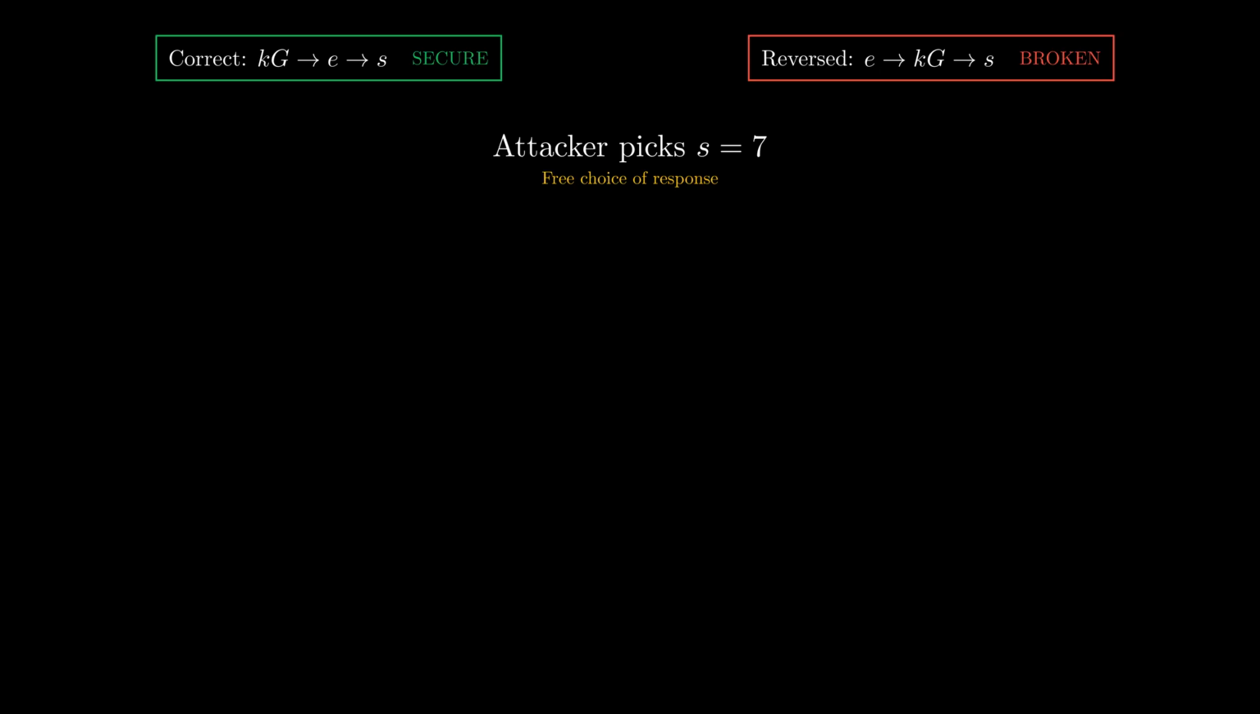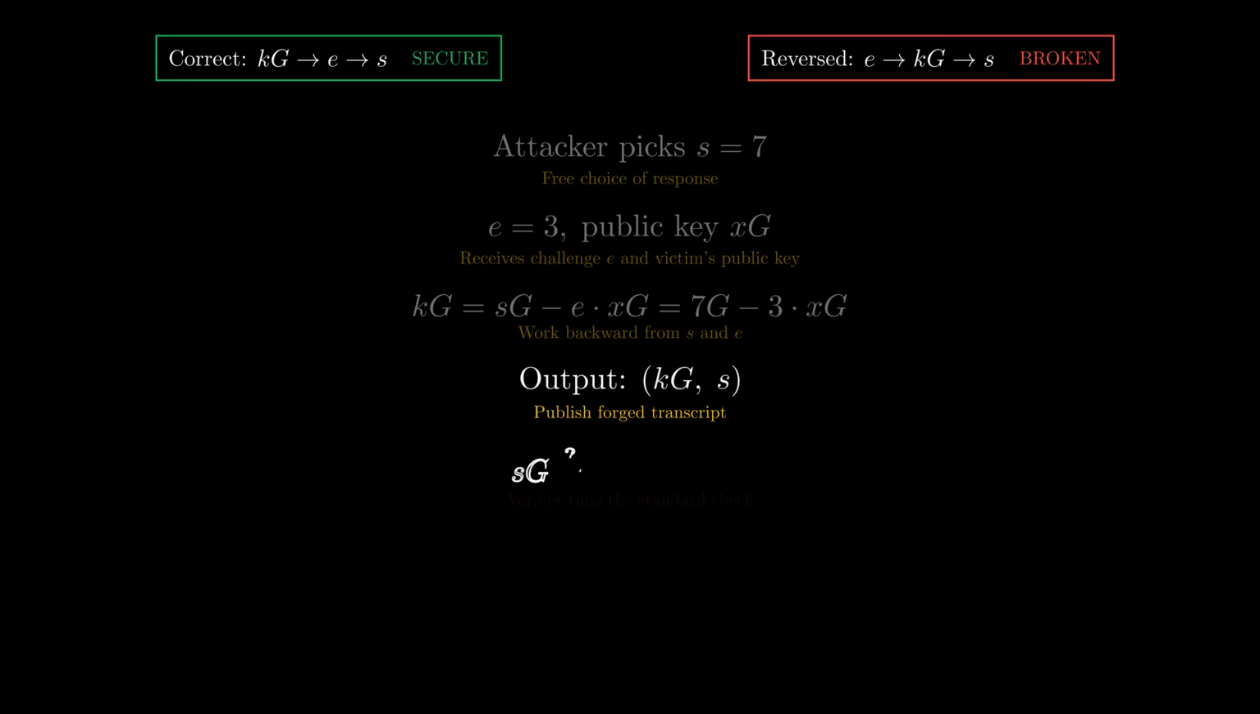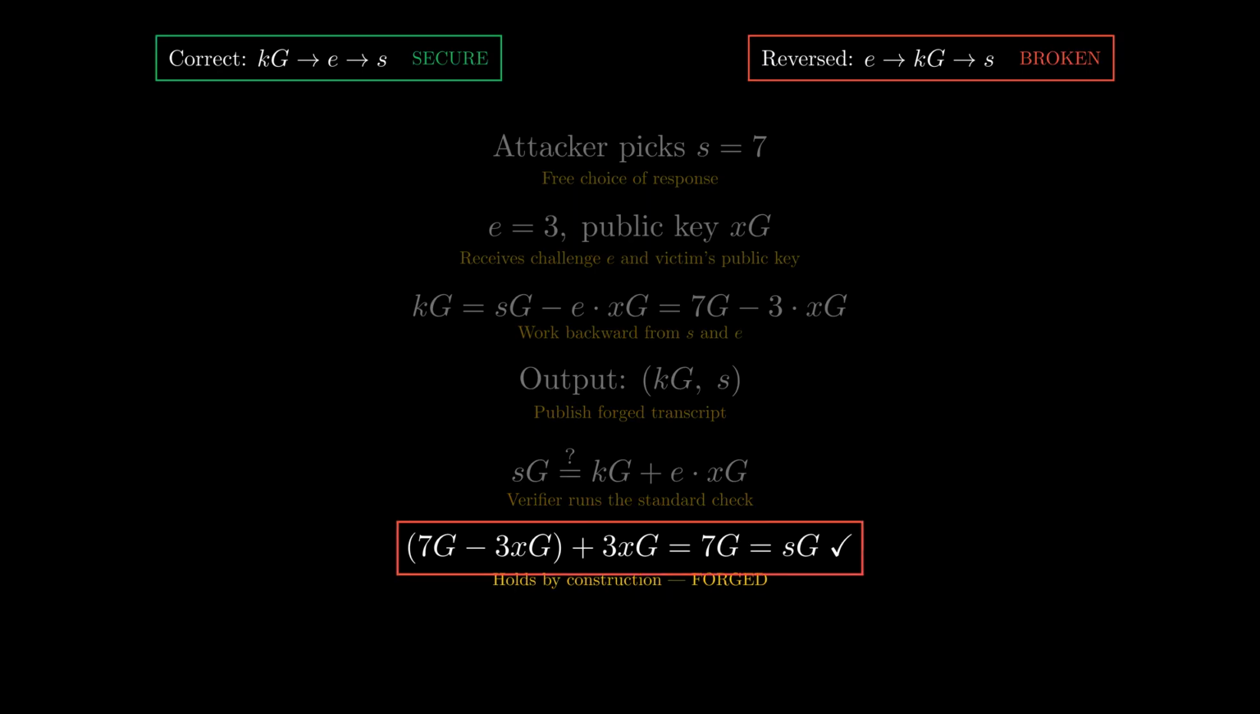Watch carefully. The attacker picks any response s they like, say s equals 7, they take the challenge e, say 3, and the victim's public key xg. They compute kg equals sg minus e times xg. Then they output the pair kg, s, plug it into the verifier, sg equals kg plus e times xg by construction. It verifies perfectly. No knowledge of x required.